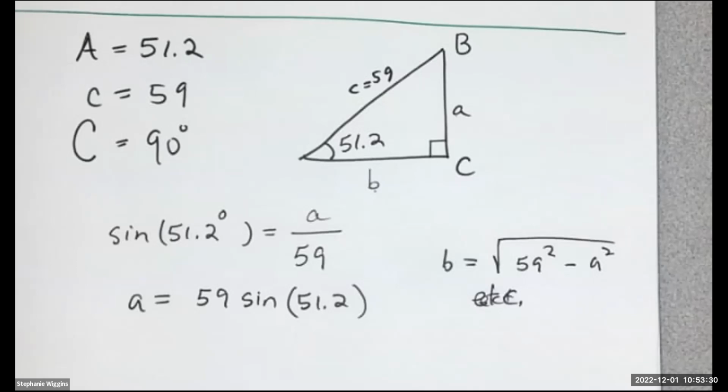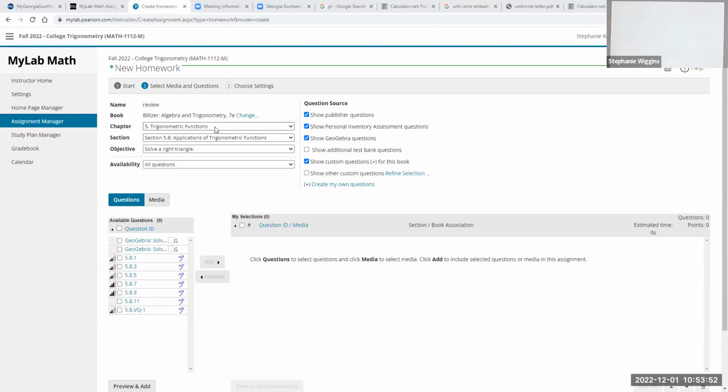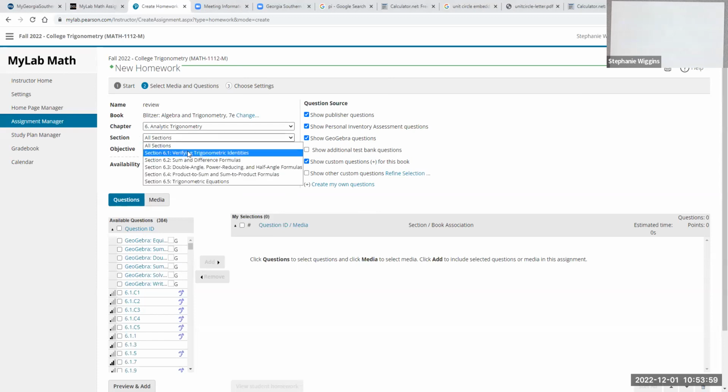Let's see what else. Also from chapter 6, know those formulas. I mean, you don't have to know the formulas, but know how to use them. I'm going to give you the formulas. You should be able to, let's go to chapter 6. Let's see, there are, I think, just a couple from each section.